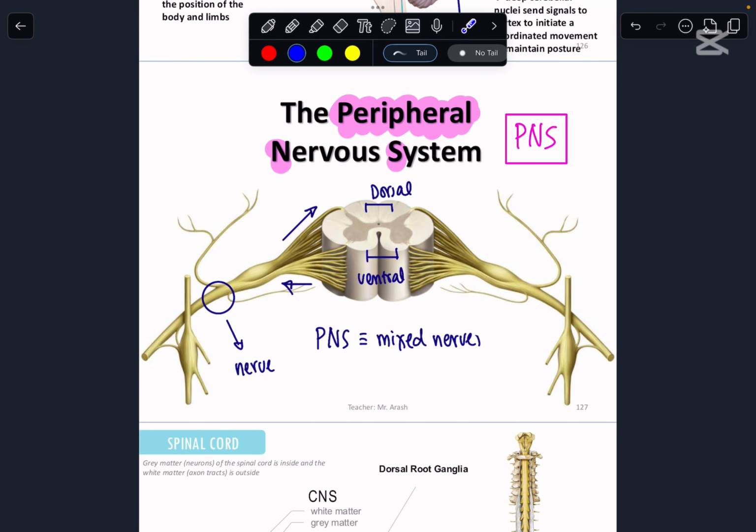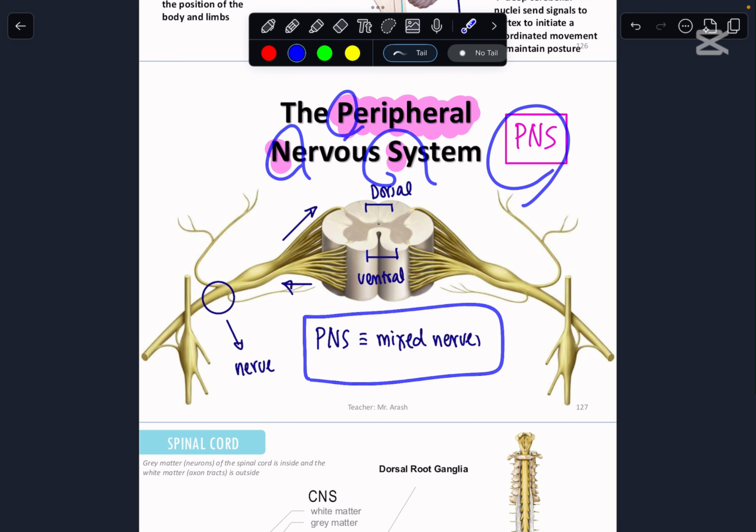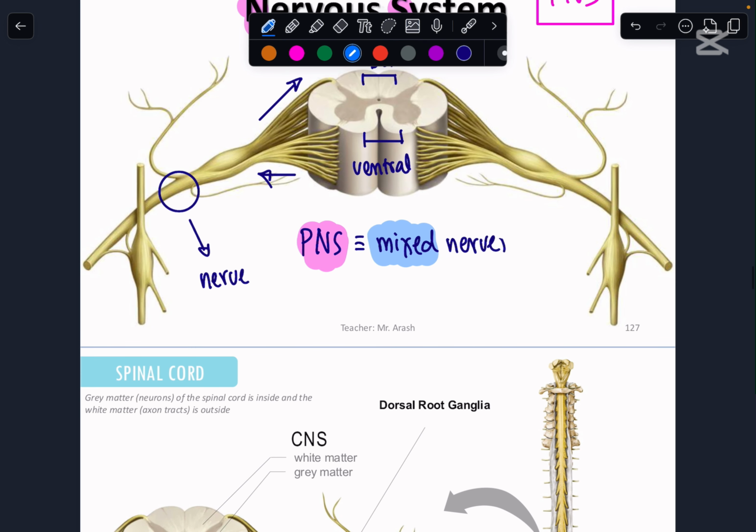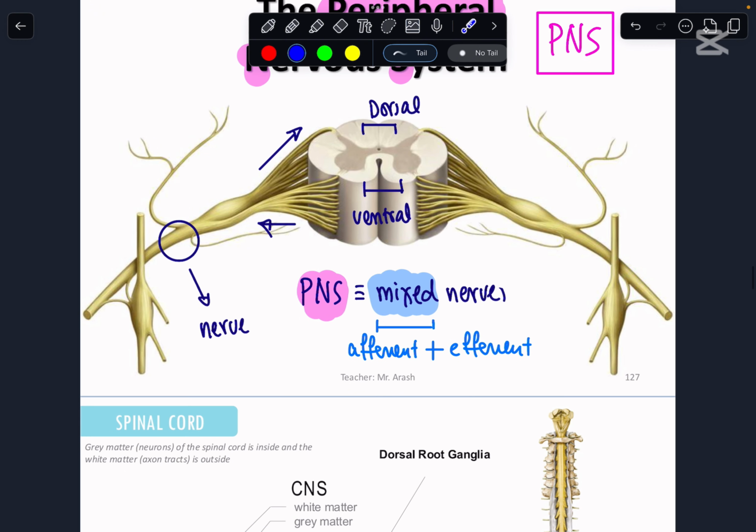Okay, everybody, welcome back. So now we're going to talk about the peripheral nervous system, or PNS. As I told you guys before, the peripheral nervous system essentially is a bunch of mixed nerves, right? And mixed here means that you have both afferent plus efferent nerves, right?